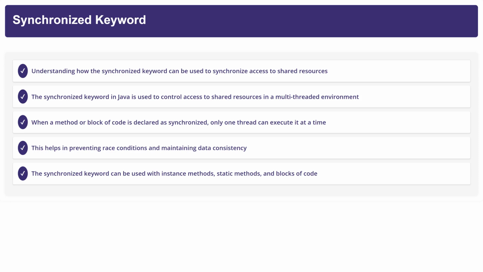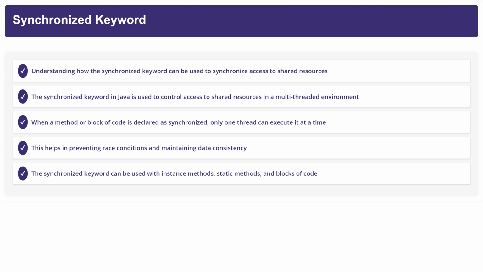In Java, the synchronized keyword is used to synchronize access to shared resources when multiple threads are accessing the same resource concurrently. There can be race conditions where the data gets corrupted. To prevent this, we can use the synchronized keyword to ensure that only one thread can access the resource at a time. When a method or block of code is declared as synchronized, it creates a lock on the object or class. Only the thread that holds the lock can execute the synchronized code, while other threads wait for the lock to be released.